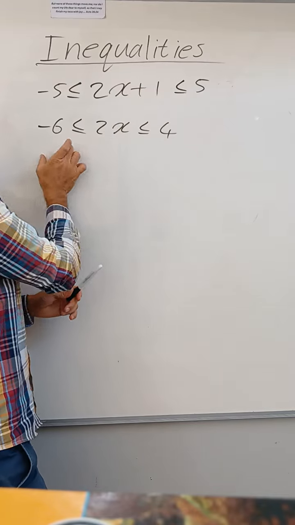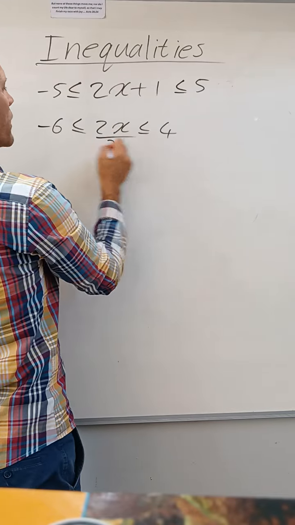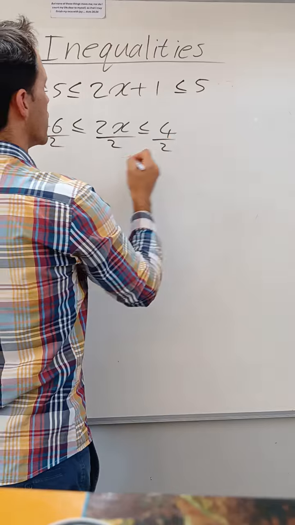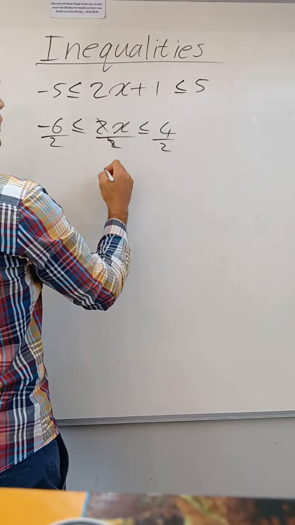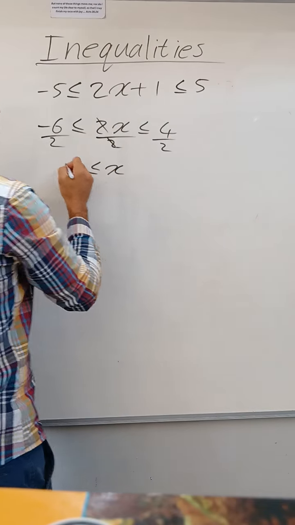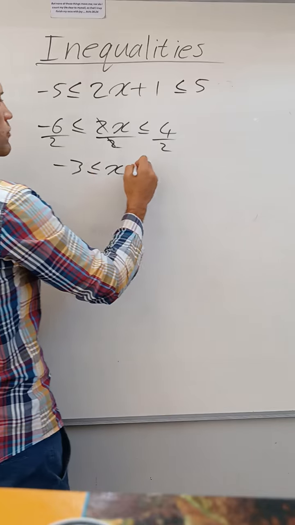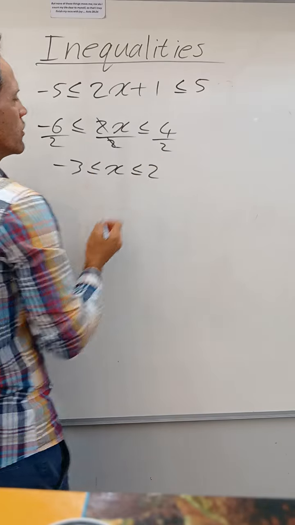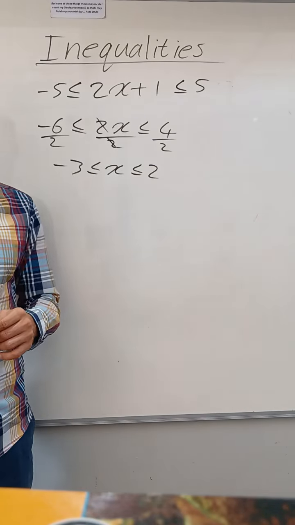Then divide everything by 2. When you divide by 2 everywhere, they cancel out. It's 1x in the middle, bigger or equal to negative 3, smaller or equal to 2. What does that look like on the number line?